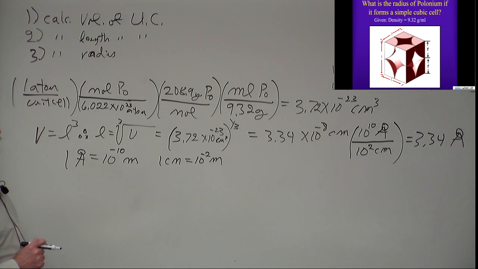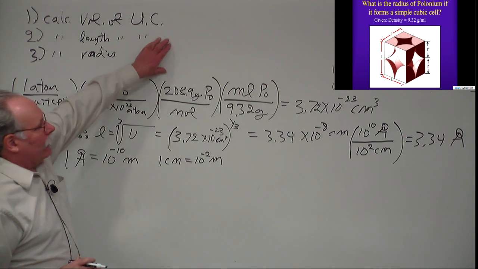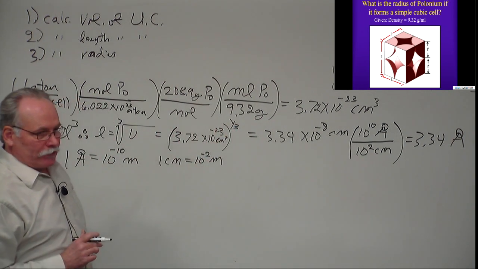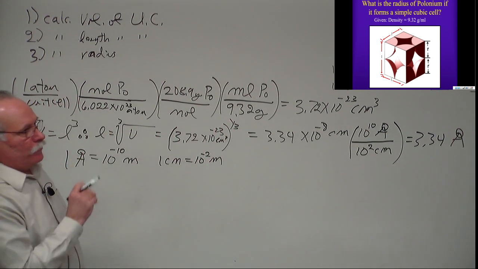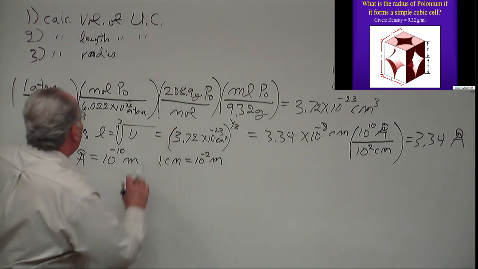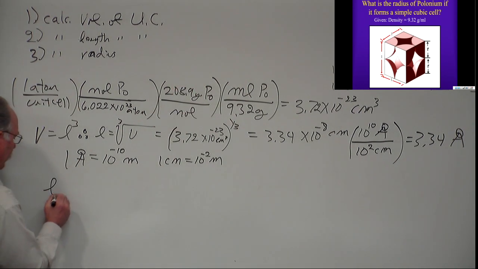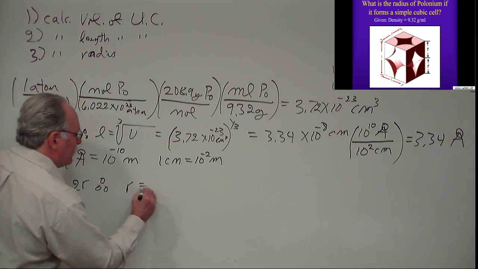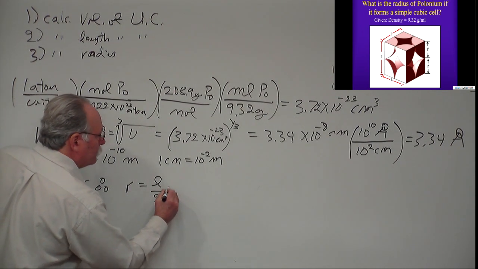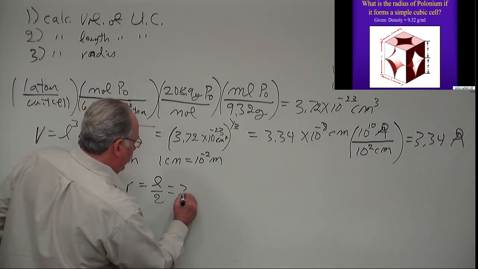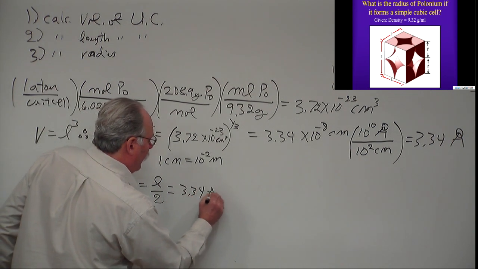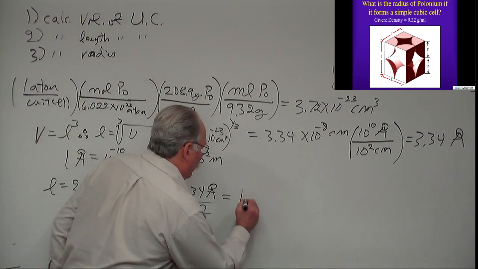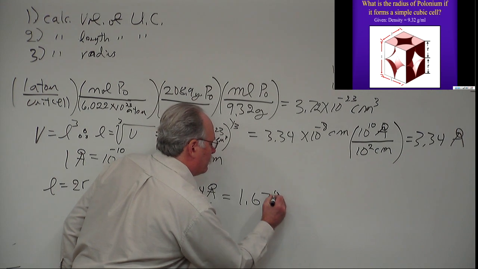Now I need to go to the radius, and for this particular type I have to look at the geometry, at the structure, and I can see that for a primitive cubic cell, the length is twice the radius. So L equals 2R, therefore the radius equals L over 2, which is 3.34 angstroms divided by 2, which is equal to 1.67 angstroms.